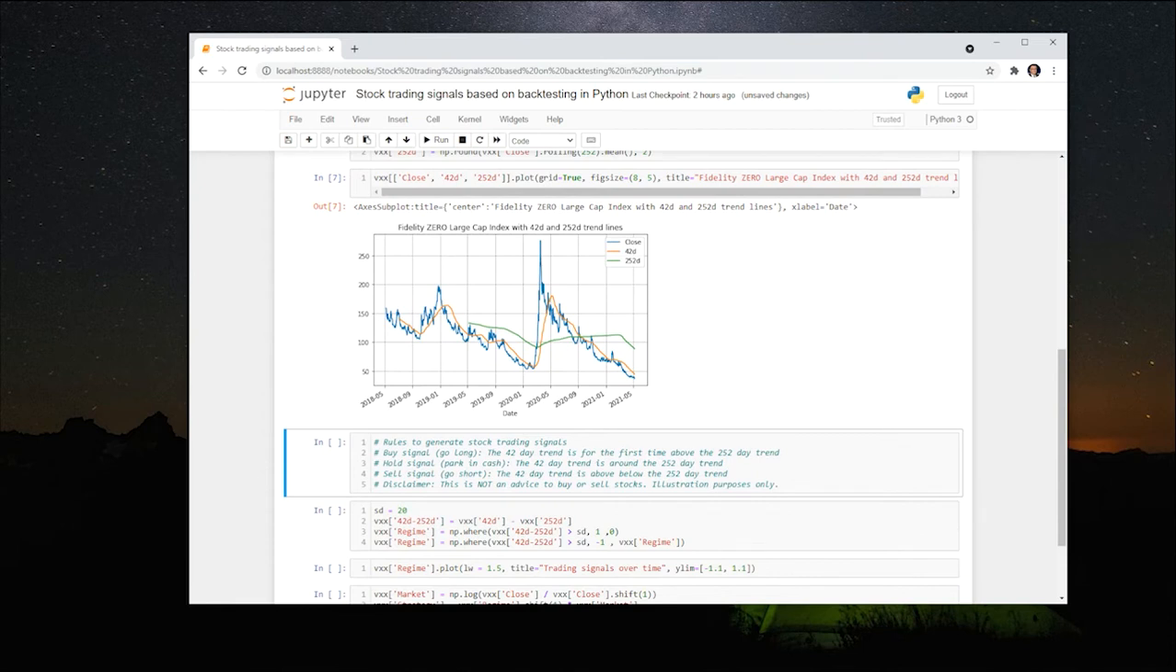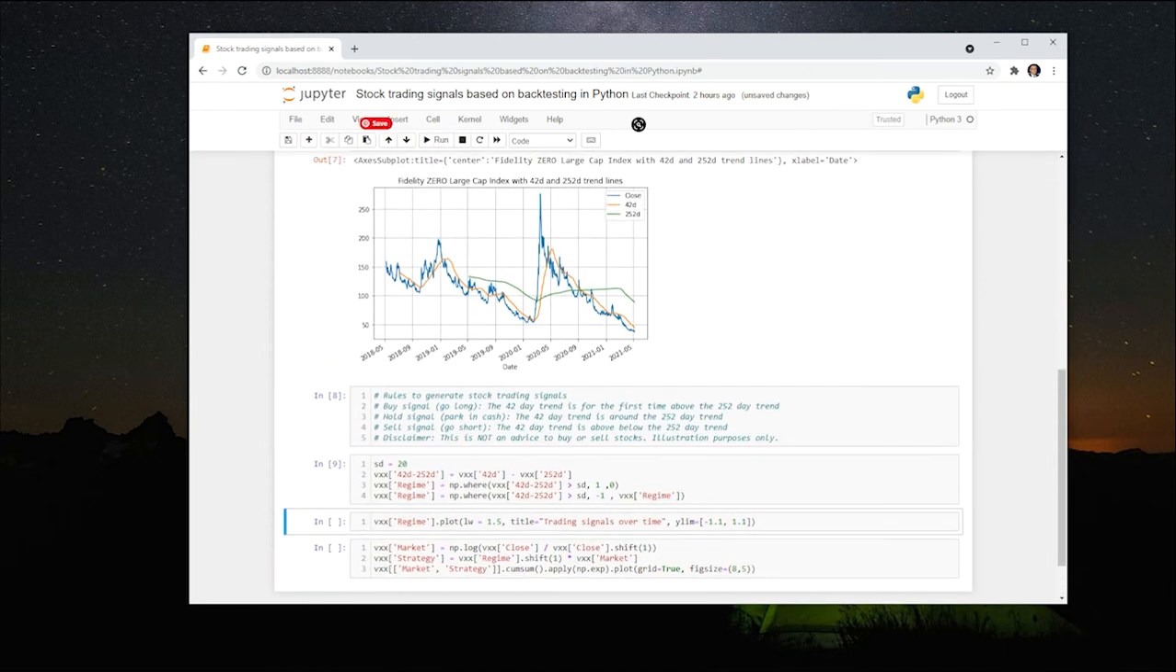We can now add a number of rules to generate trading signals like buy, hold, and sell. In a new plot, we show when these 3 rules apply. Of course, we'd like to test this investment strategy based on the newly created stock trading signals.